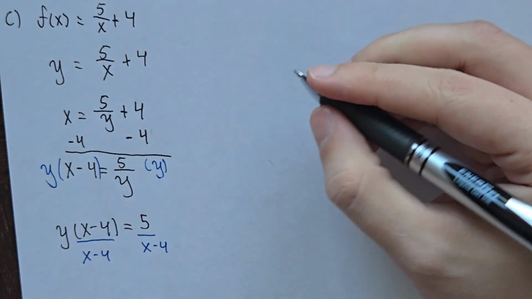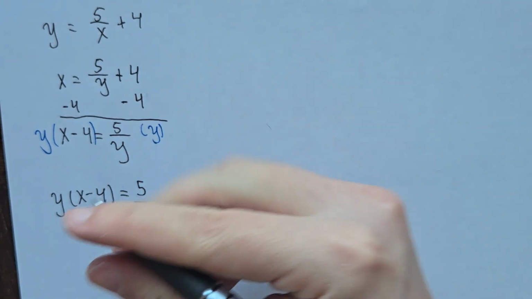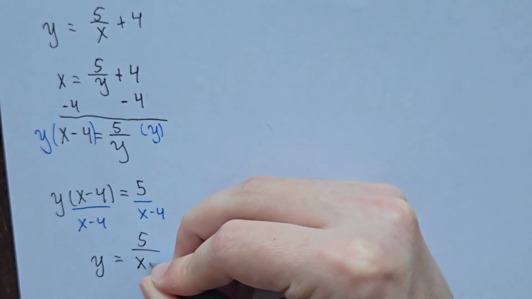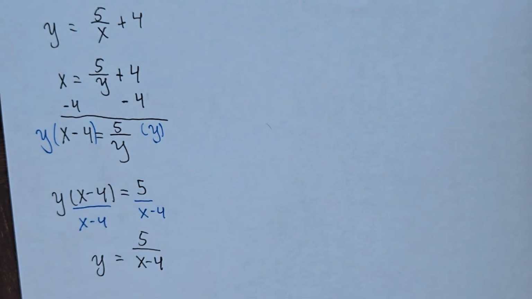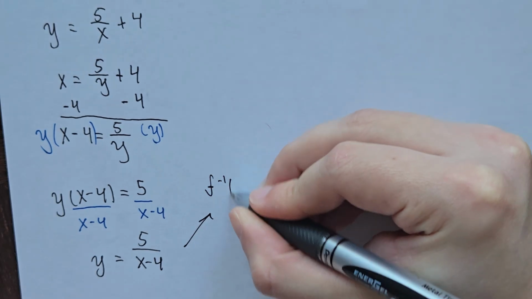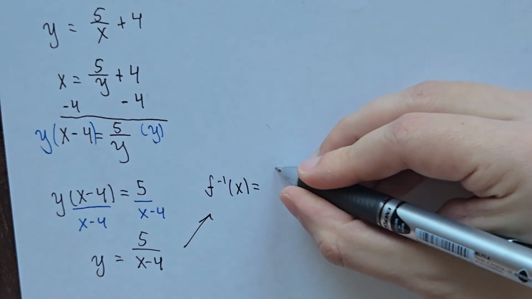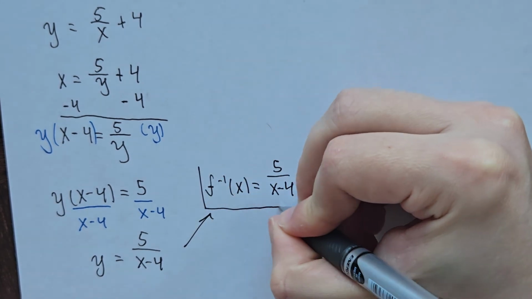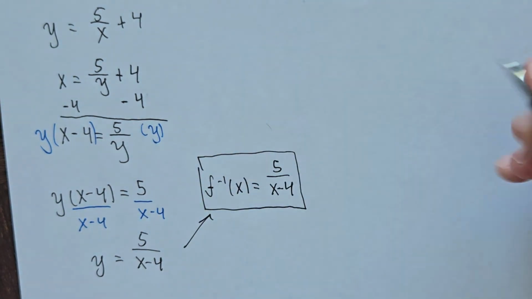And what we'll be left with is y is equal to 5 over x minus 4. And of course, just like last time, it'll probably be helpful to write this in its actual function notation as well. So we can say f inverse of x, the actual inverse that we found here, is 5 over x minus 4. So that would be the inverse answer right there.